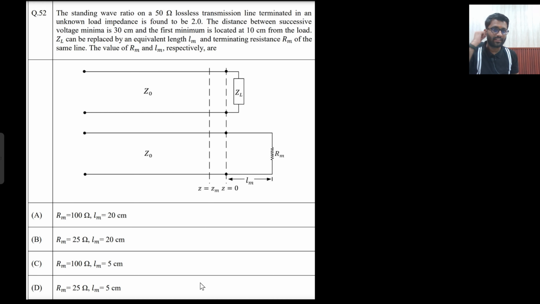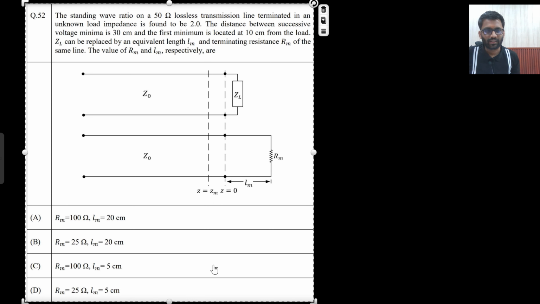This question was asked in the GATE 2023 examination, and you can see this question is based on the constant VSWR circle only. A lot of students solve this question using equations, but I will solve this question without using any equation. You can try it on your own once. I will also take a break and drink some water. Then we will start solving this question.